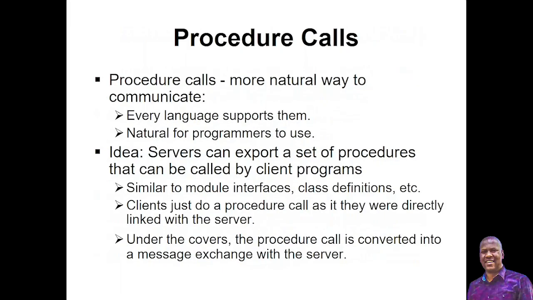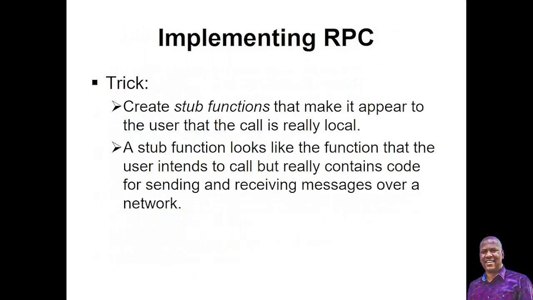So procedural calls offer a natural way to communicate, and that's why servers can export a set of procedures that can be called by client programs. So that's why we need programmers or a concept of programming where we can have these stubs implemented properly, so that they offer interfaces that the client process can always use to communicate effectively with the server remotely. Here the trick of implementing the RPC is to create stub functions that make it appear to the user that the call is really local.